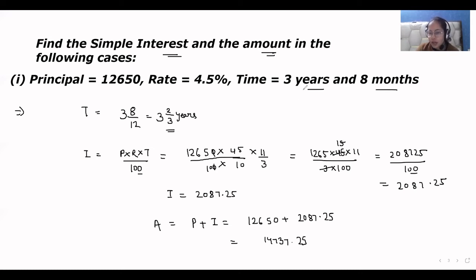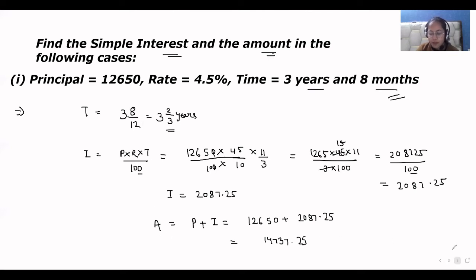So what is the new thing we learned in this question? How to convert time into one unit, that is in terms of years or in terms of months. So in terms of years, we'll convert the months into years by dividing by 12. And then we substitute our values in the formula of interest and then amount. Now let's discuss one more problem.